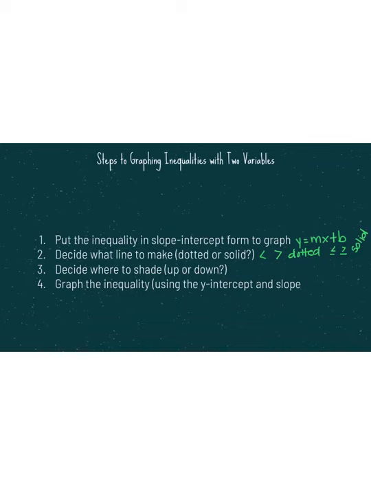And then you have to decide if you're going to shade up or shade down. You're going to shade up if it's greater than or greater than or equal to, and you're going to shade down if it's less than or less than or equal to. Then you graph the inequality using the y-intercept and the slope, and that's what we've been doing, so you're good at that already.